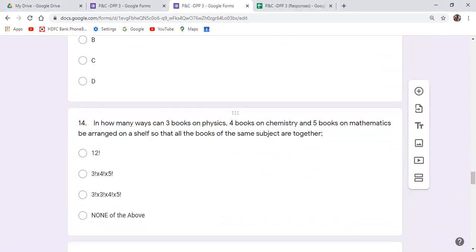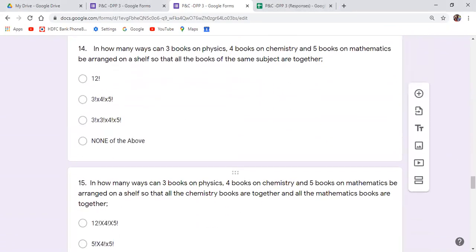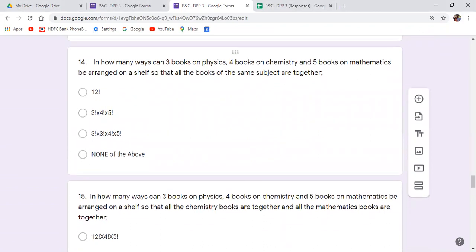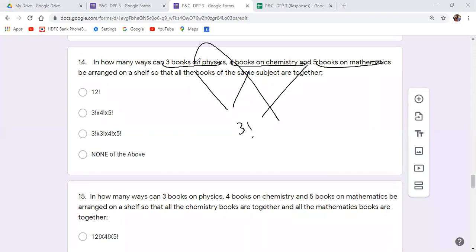Okay, question number 14. Any problem? Yes, sir, the 14th also. In how many ways can three physics books, 4 chemistry books and 5 maths books be arranged so that books of the same subject are together? Physics together, 1, chemistry, 2, maths, 3. So 3 factorial into 3 factorial into 4 factorial into 5 factorial. Is it okay? Yes, sir.